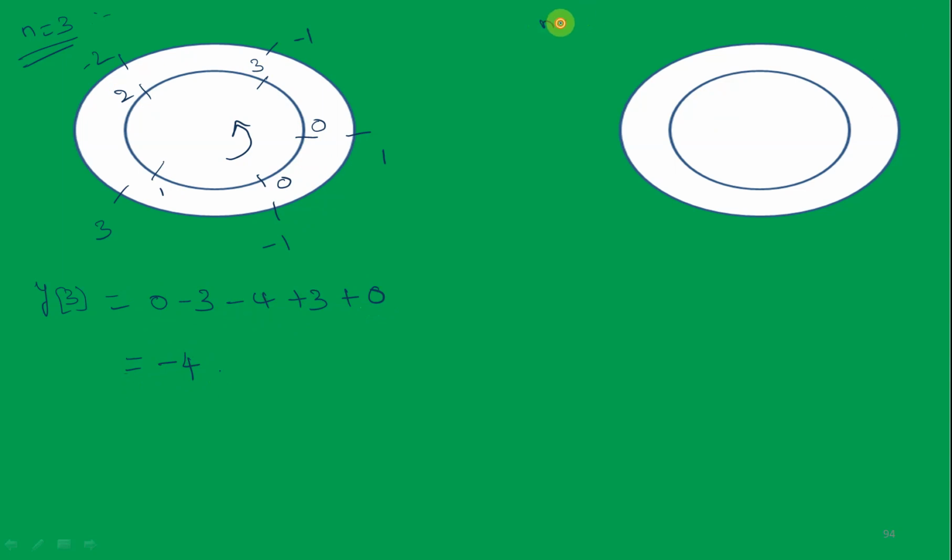Now here also n is equal to 4. So first locate. Like this. Okay, here 1, minus 1, minus 2, 3, minus 1. So now here one position shifted: 0, 0, 3, 2. Okay, now y of 4: 0 plus 0 minus 6 plus 6 minus 1. What is the answer? Minus 1.